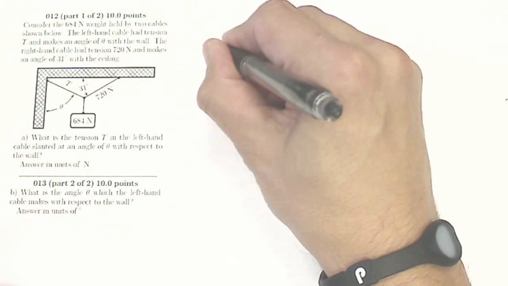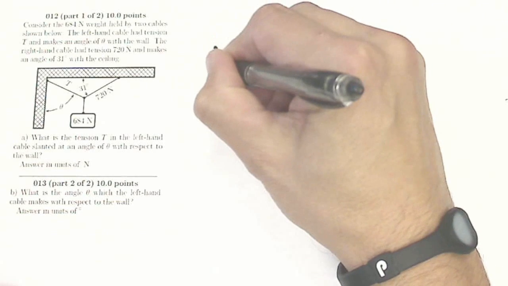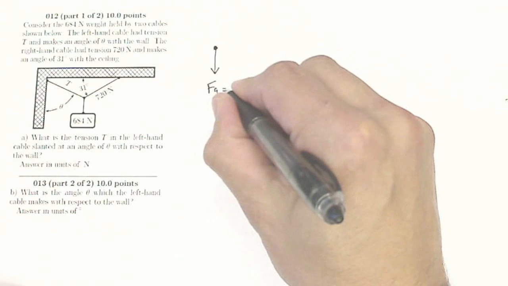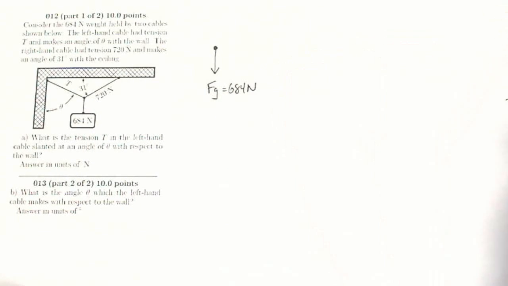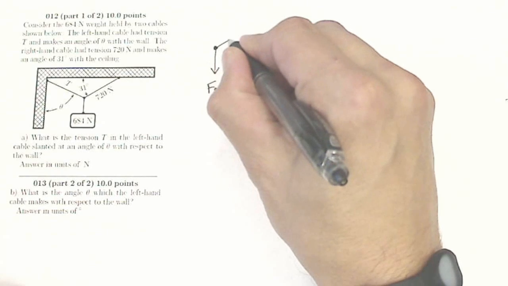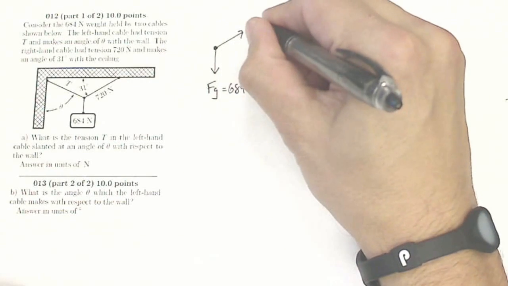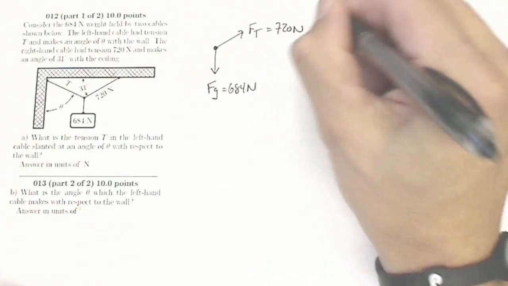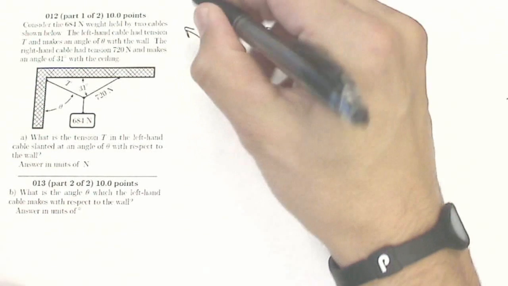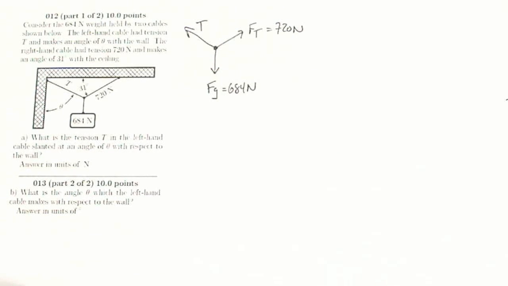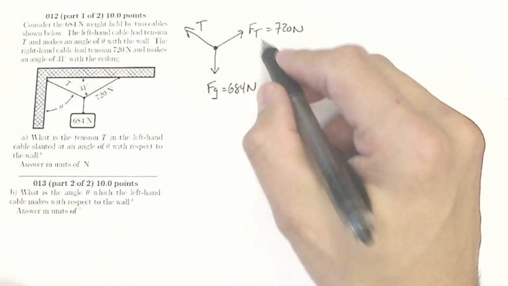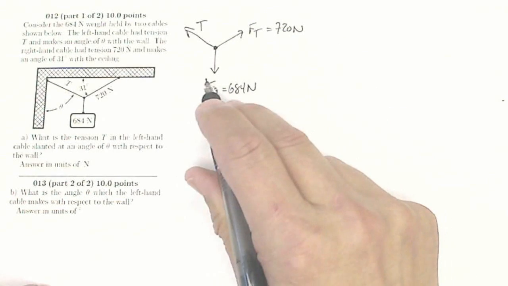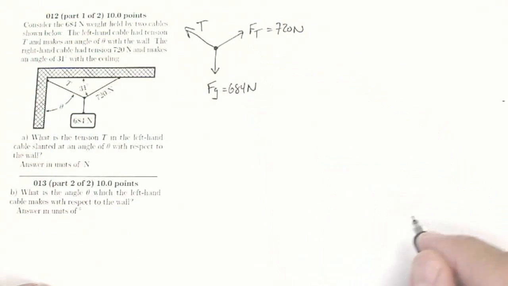So let's start off with a free body diagram. I have a force of gravity down, in this case 684 newtons. I have a tension here, which I'll call Ft, and that's 720 newtons. And I've got this tension, which they've just called capital T, so I'll call it capital T for now. So what do I know? I know this is 720 newtons. I have an angle that this one reaches. This is 684 straight down, and this one is going at some other angle.